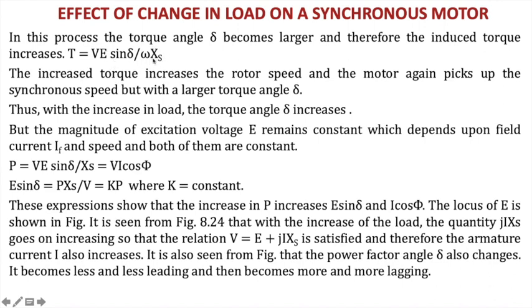So when you divide it by omega, you get the torque equation. From the power equation you can obtain the torque, and we have already concluded that with the increase in load the torque angle delta increases. So you can find the relationship as E sin delta is equal to P Xs by V, where Xs by V is a constant, so it depends on a constant and the relationship with the power. The expression shows that an increase in power increases your E sin delta and I cos phi.